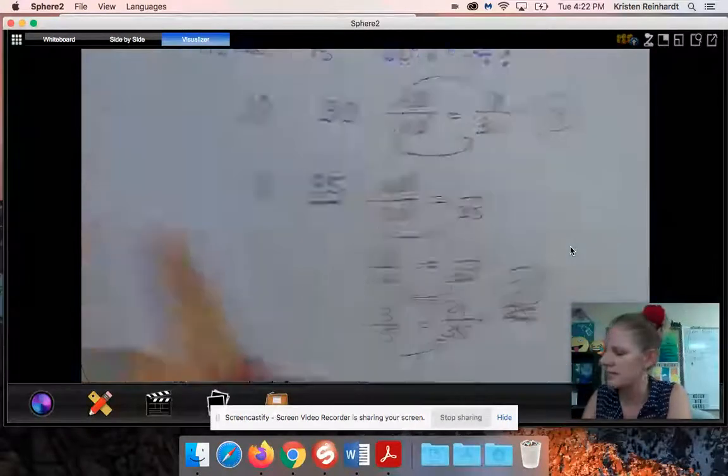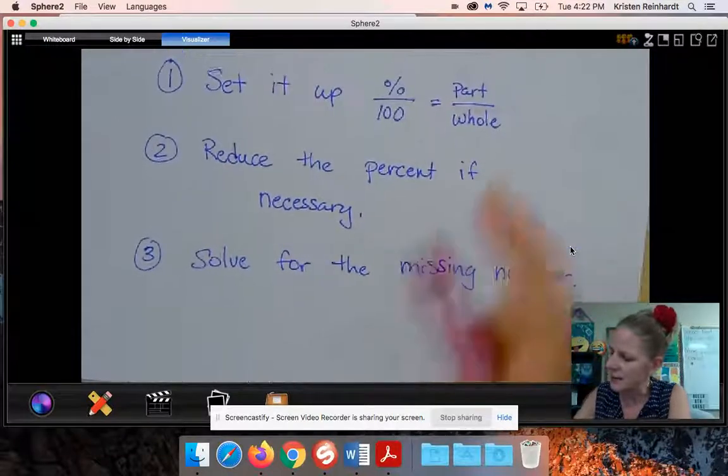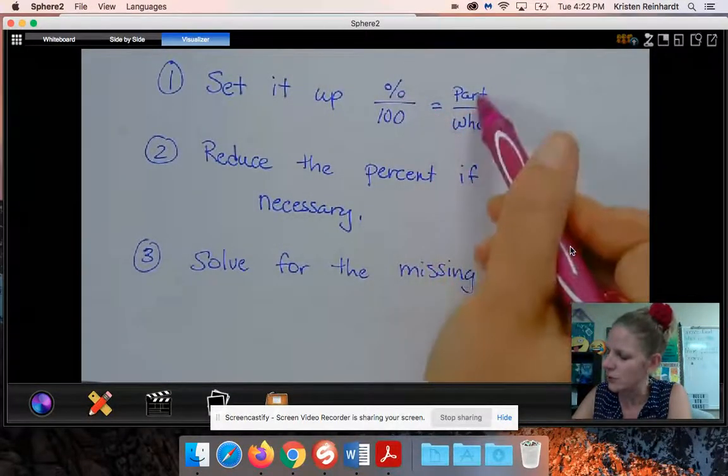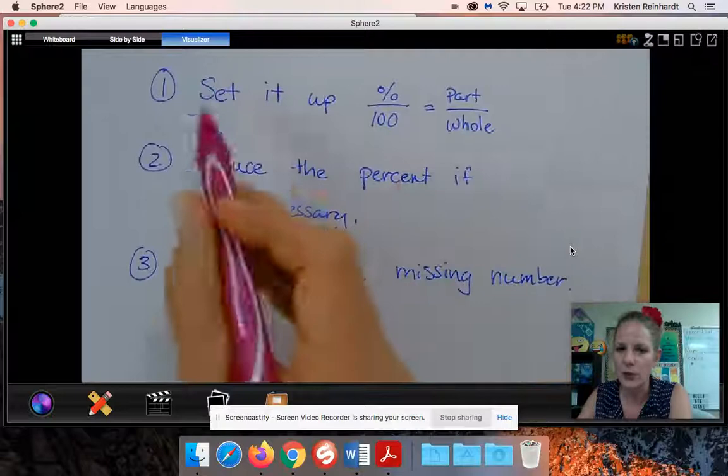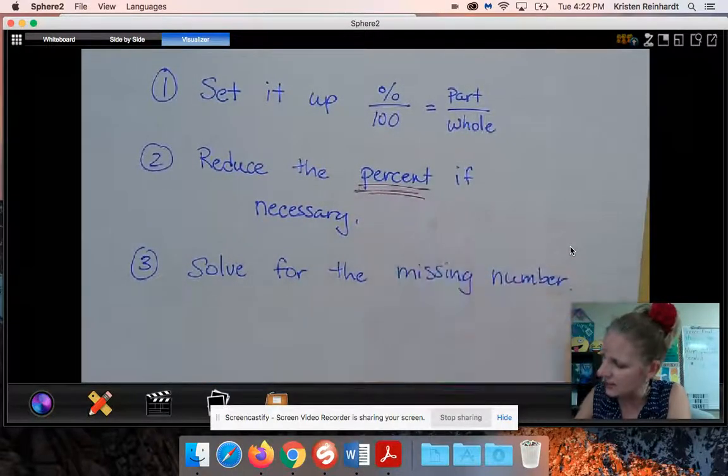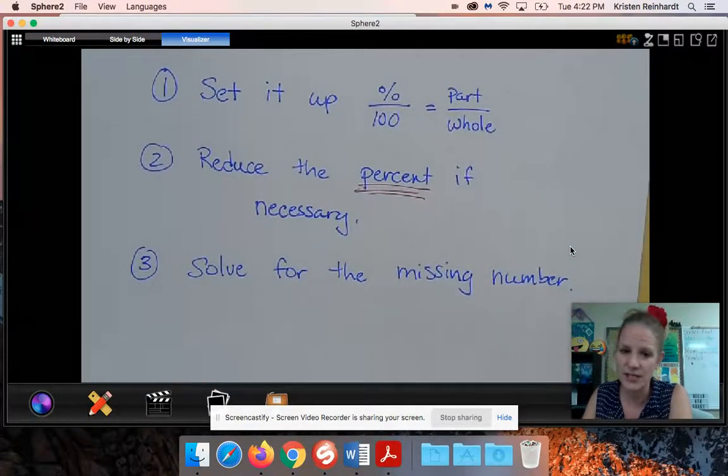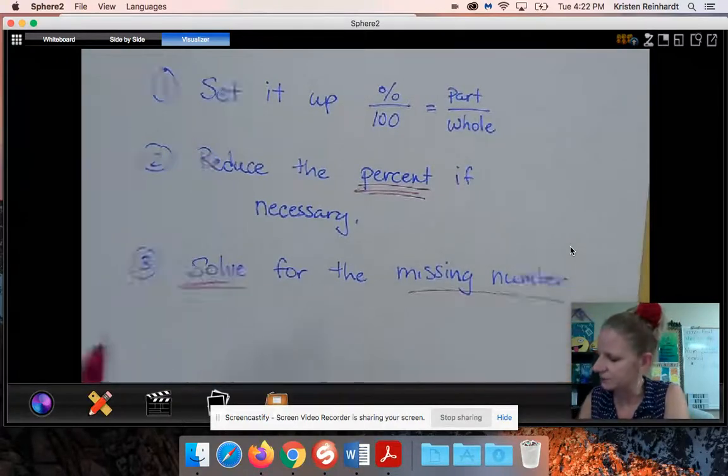So let's review the steps. Set it up: percent over 100 equals part over whole. Reduce the percent fraction if necessary, and then solve for the missing number.